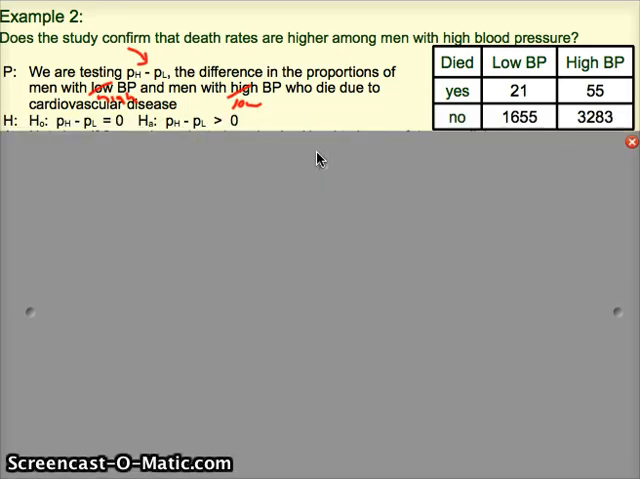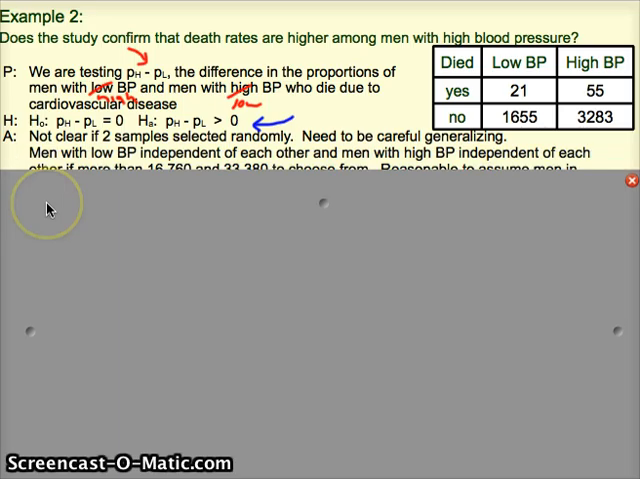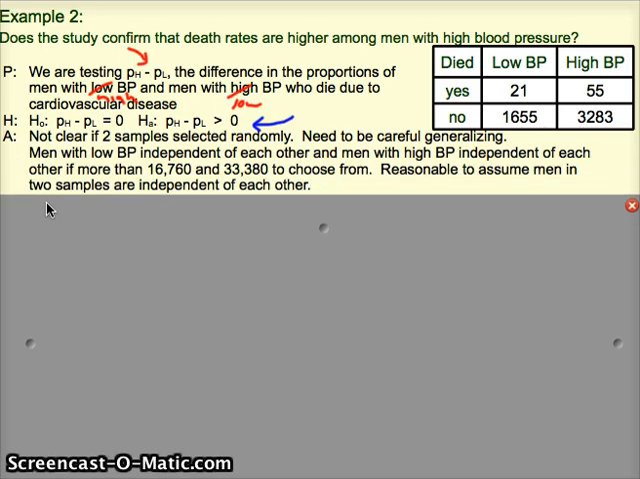The first is that there is no difference. The second, again, we have to read the question carefully to know what inequality to put here, but we're testing for a higher proportion for men with high blood pressure than those with low. Checking the conditions here, it's not completely clear if we have two random samples, so we'll need to be careful generalizing. For our normality check, we have to make an assumption that each of the populations is 10 times each of the sample sizes, and then we're going to say it's reasonable to assume that men in the two samples are independent of each other. That seems reasonable.